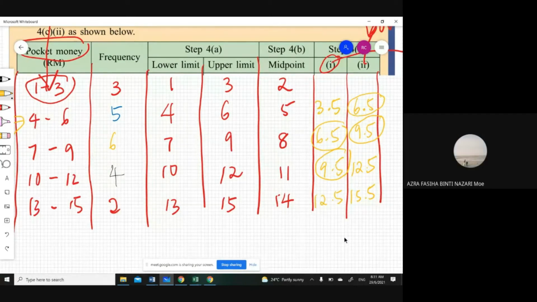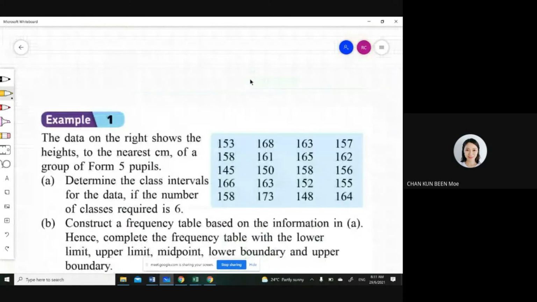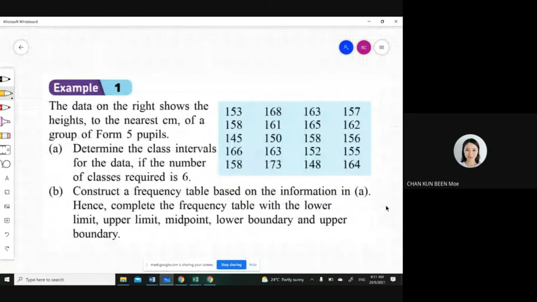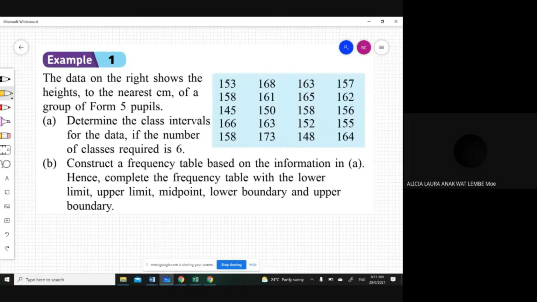Yes. Okay, so I move on. Now we look at example 1 here. The data on the right shows the heights to the nearest centimeter of a group of 5 pupils. So you have a set of data. Before you start on the rest of the question, we always find out how many numbers of data we have. How many data? 20. Correct, we have 20 data. Now let us see what is the requirement.